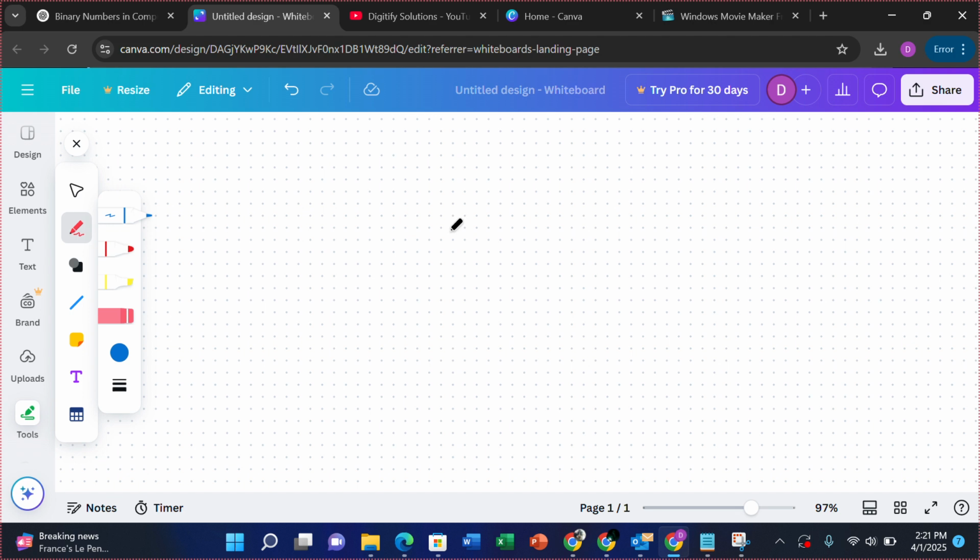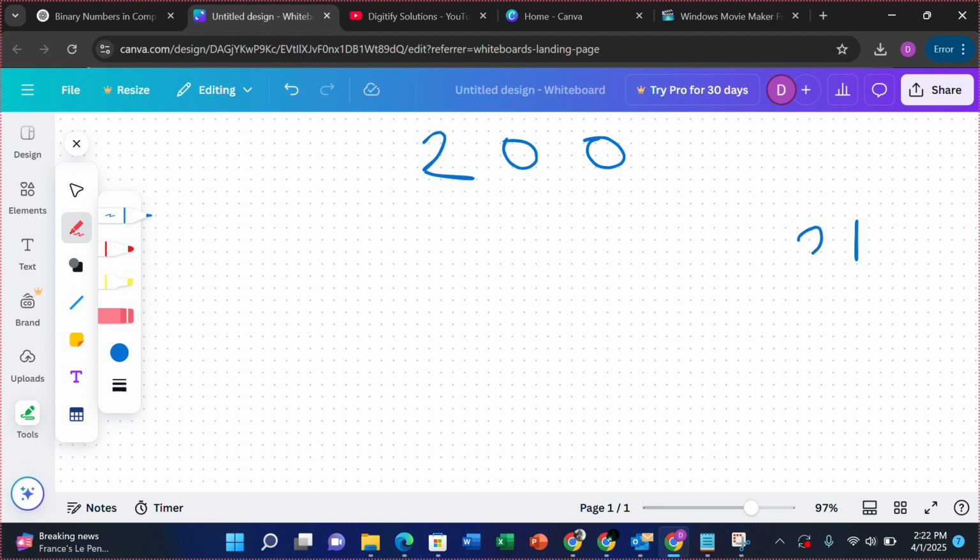So I'll be using this whiteboard to explain. Let's assume we're given a number, say 200, for example. Let's say 200. The easiest trick is to start from 1 and keep adding the number with itself.